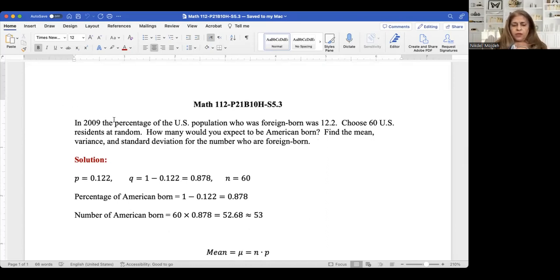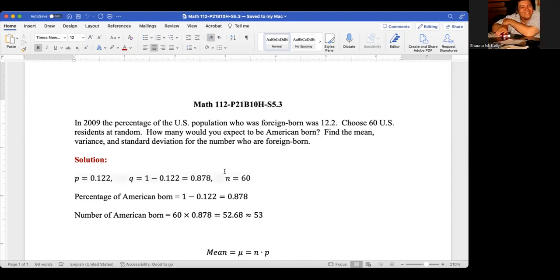Okay. In 2009, the percentage P is 12.2%. So I change 12.2% to decimal, I get 0.122. That's the P, the percentage of foreign born. I think that was where the confusion came in, because that's the percentage of foreign born people.